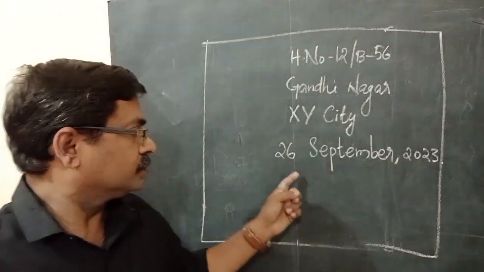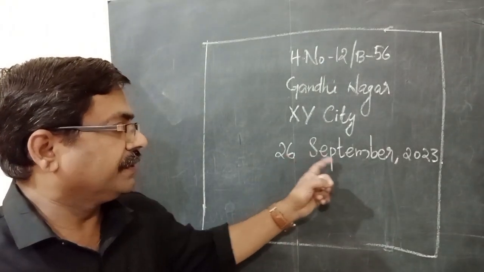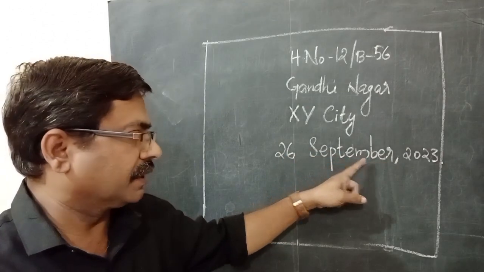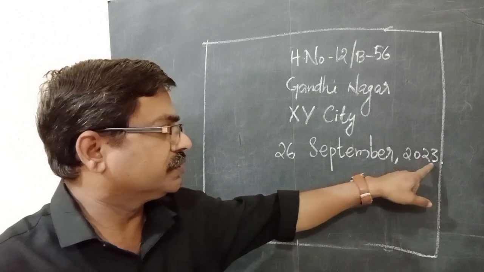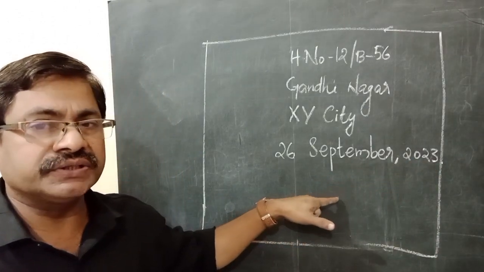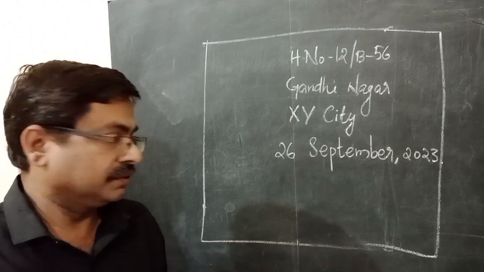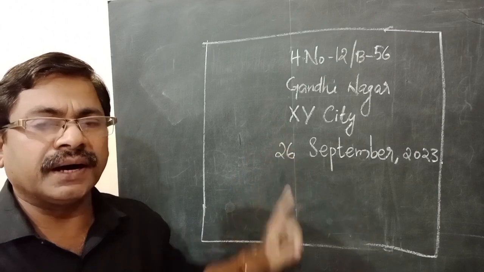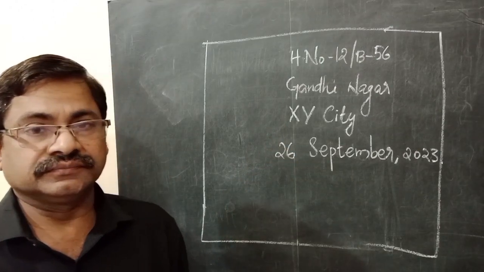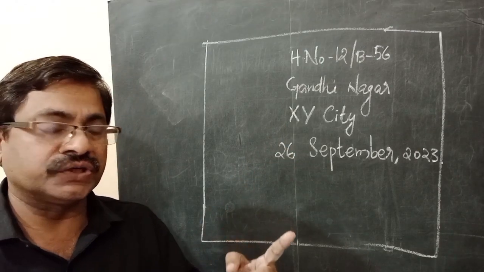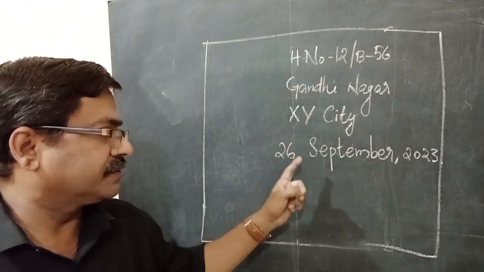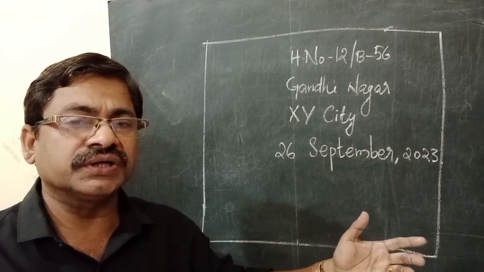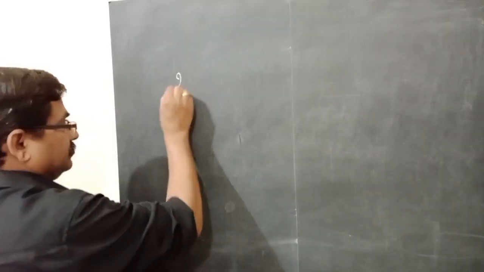You have to write the date in such a manner: 26 September, comma 2023. This is the normal style of writing the date. Date should be written after the self-address. So one part of the letter is over. The first part consists of self-address and date. And now we can study what is the second part.